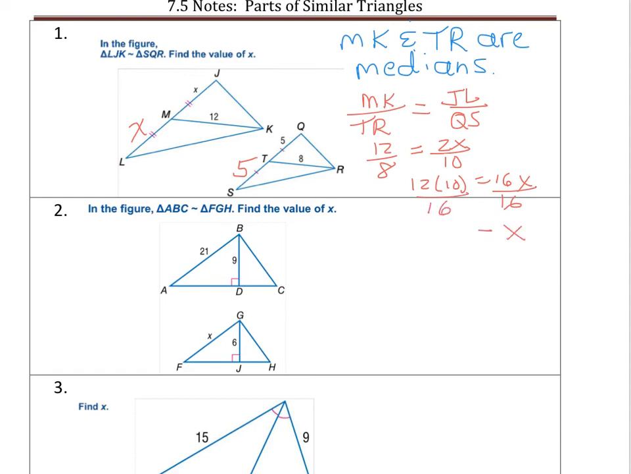And we have x equals, let's see if we can simplify here. 12 divided by 4 is 3. 16 divided by 4 is 4. 10 divided by 2 is 5. And 4 divided by 2 is 2. So I've got 15 divided by 2, x equals 7.5.